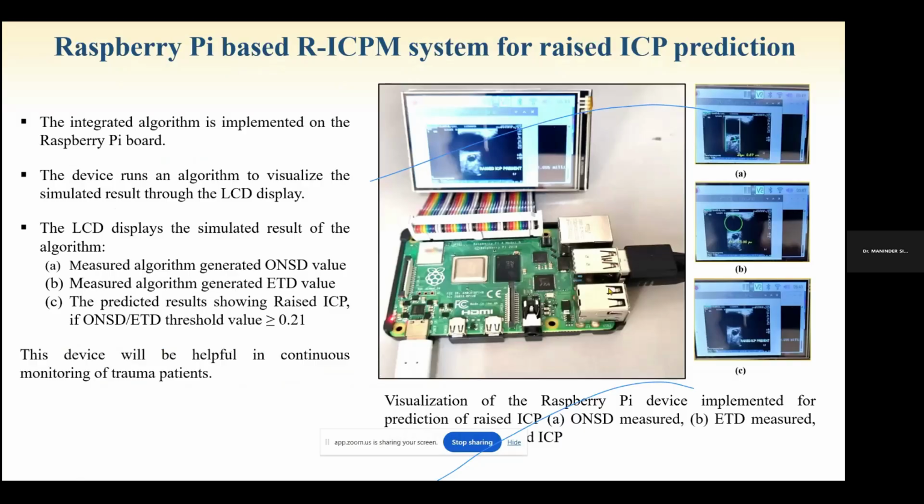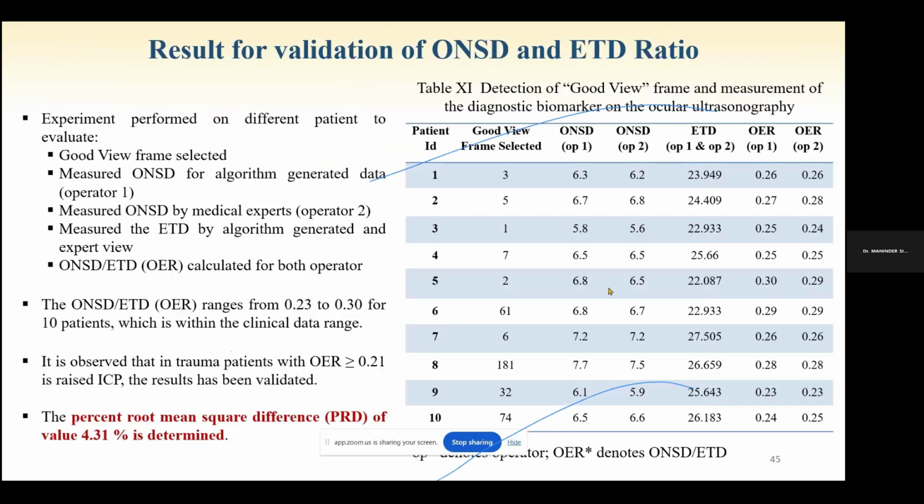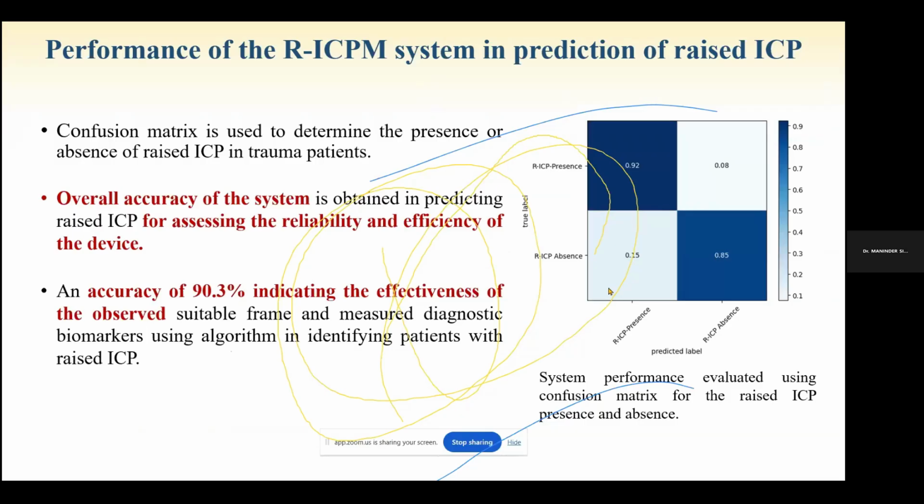So this is the setup I showed you for Raspberry Pi, where we are running these algorithms. Okay, so this is all. Then we did the validation part through this cloud platform also, comparing the values with the two operators we used here. Then we obtained the accuracy of the system and all that.